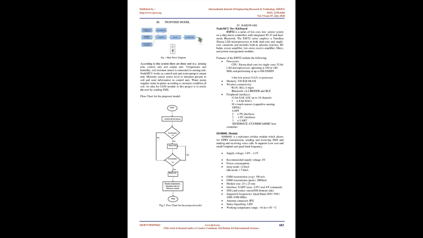3. Proposed model. According to this system there are three units, i.e., sensing unit, control unit, and output unit. The temperature and humidity sensor and soil moisture sensor are connected in the sensing unit. NodeMCU works as the control unit and the water pump is the output unit.